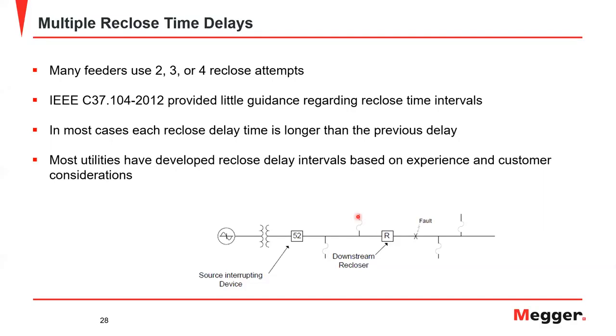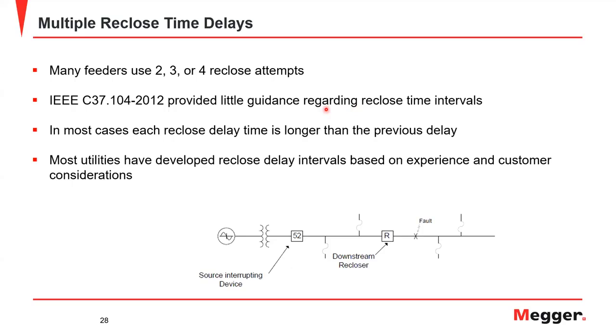Many feeders, I would say most feeders in the world today, have multiple shot reclosing. 2 and 3 shot reclosings are very common. 4 shot reclosing, maybe a little bit less common. Already stated a couple of times, the standard does not give us a lot of good guidance regarding reclose intervals. So how do we come up with these numbers then? How is it possible to figure it out?